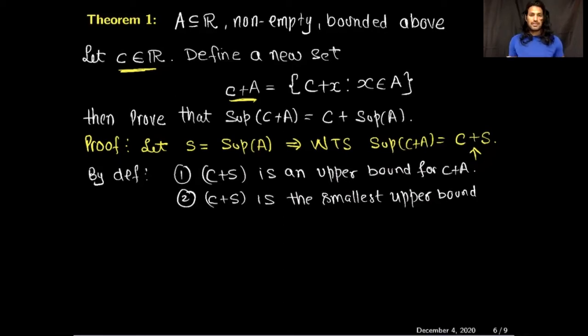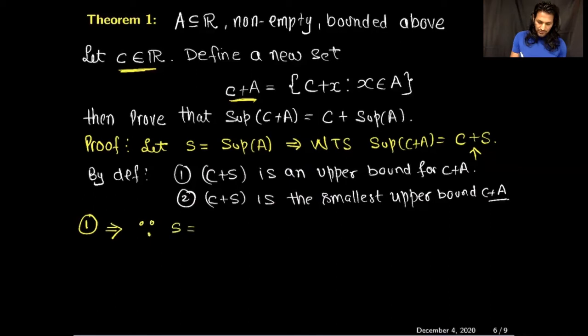First, I will show that C plus S is an upper bound for C plus A, and second, I need to show that C plus S is the smallest upper bound for C plus A for that set. Let's show the first part. Let's prove the first.